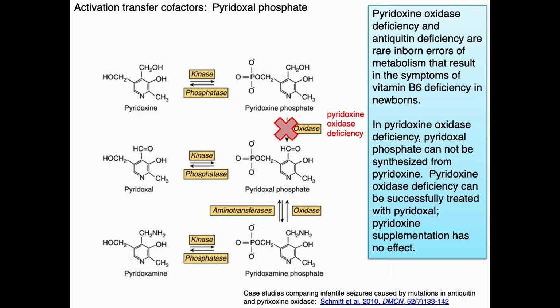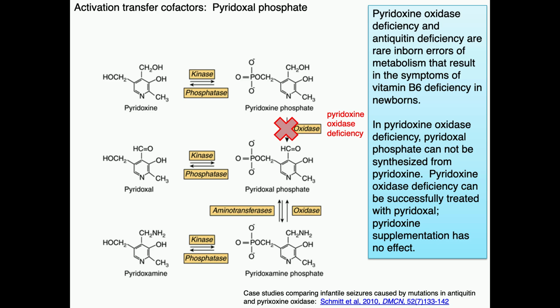Okay, there are two inborn errors of metabolism associated with pyridoxal phosphate metabolism. Pyridoxine oxidase deficiency is a deficiency in the pyridoxine oxidase, and you can't make pyridoxal phosphate from the pyridoxine in that case. The symptoms are essentially the same as a vitamin B6 deficiency. They would manifest in infancy because it's an inborn error of metabolism. Okay. Now, if you have an infant with the symptoms of a vitamin B6 deficiency, you can try to give the child one of these other forms of vitamin B6 to see if it resolves. Okay.